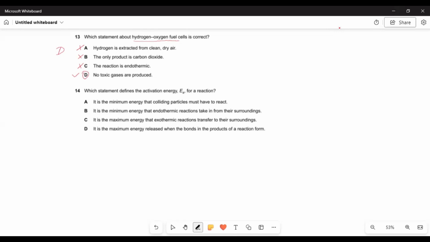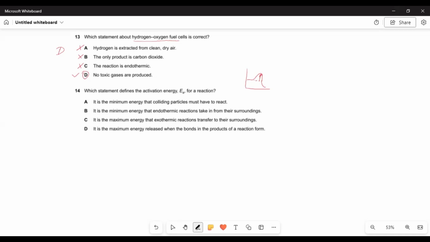Now, question number 14. Which statement defines the energy of activation? So think about what the energy of activation is. It is the minimum amount of energy required to carry out a reaction. So this amount is the energy of activation. It is the potential energy that the reactants already possess, and this additional energy is required.